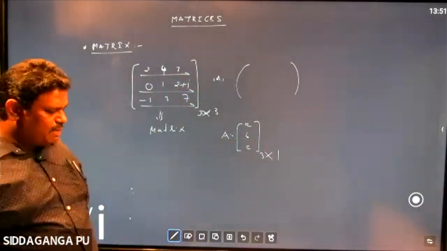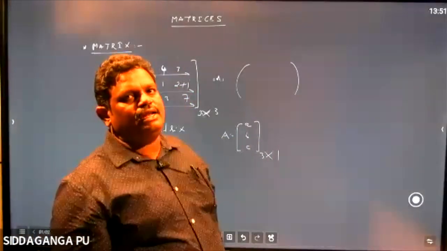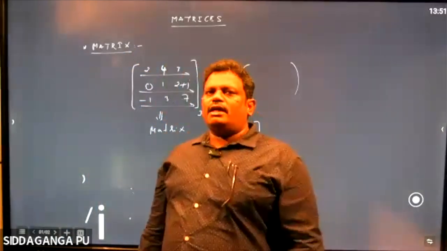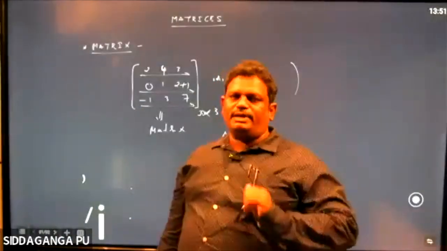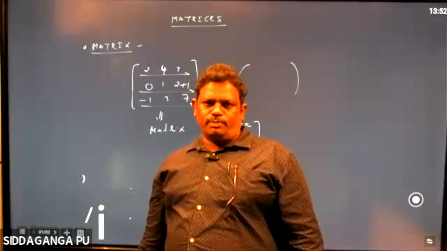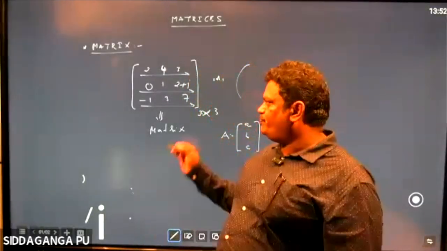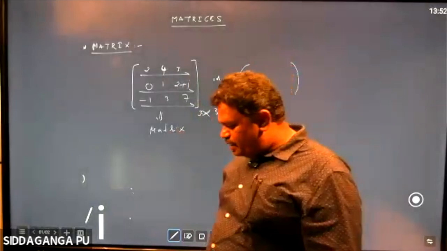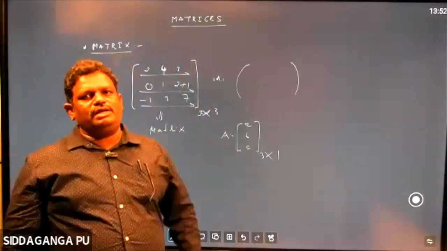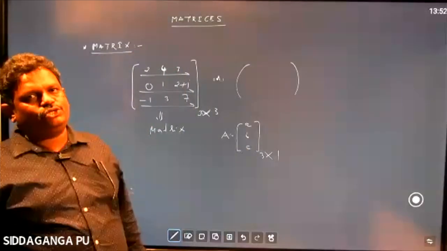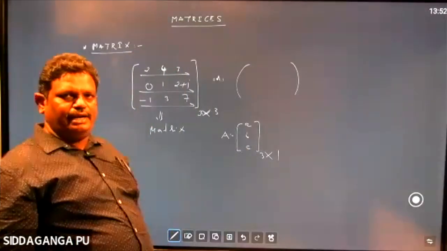So that is the matrix. A matrix is nothing but a rectangular arrangement of numbers in rows and columns, enclosed between open or closed brackets. Then the numbers inside any matrix are called elements or entries.